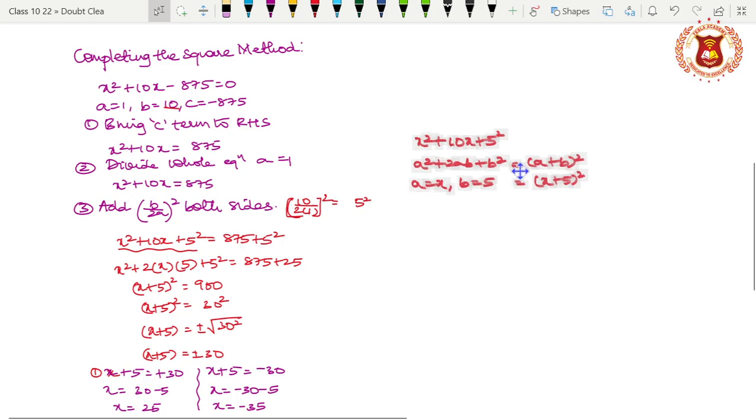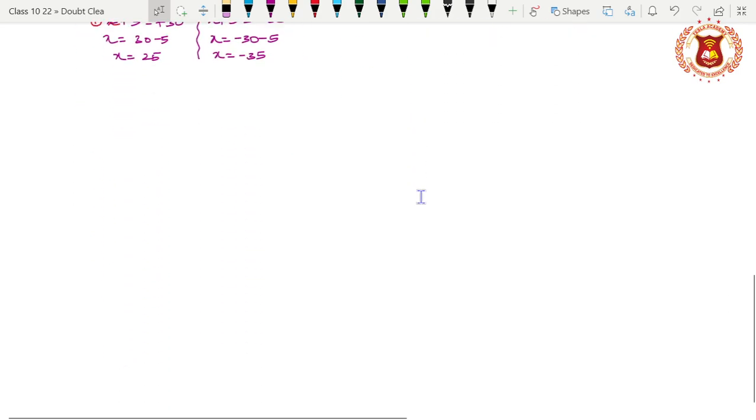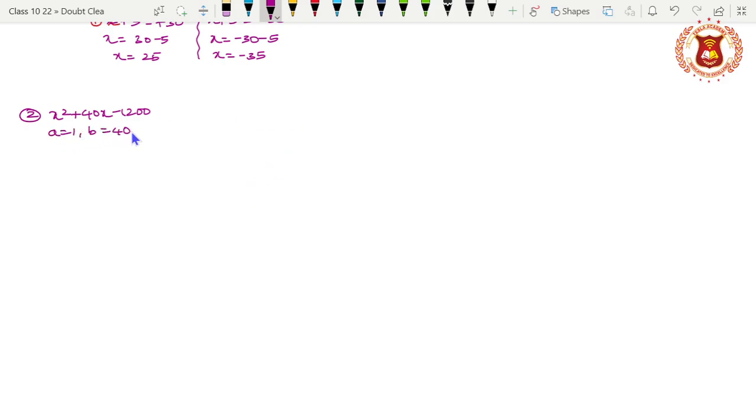We try to solve another problem here. Hope students will get a clear picture. Let us take another example here: x square plus 40x minus 1200, right? Here a is equal to 1, b is equal to 40. It's the equation, therefore I write it is equal to 0. A is equal to 1, b is equal to 40 and c is equal to minus 1200, right?